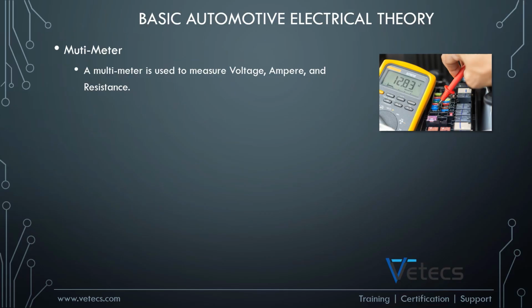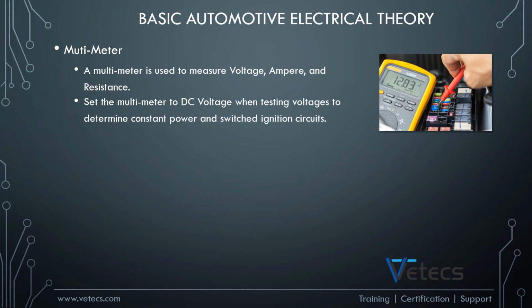Measuring tools. A multimeter is used to measure voltage, ampere, and resistance. Set the multimeter to DC voltage when testing voltages to determine constant power and switched ignition circuits.